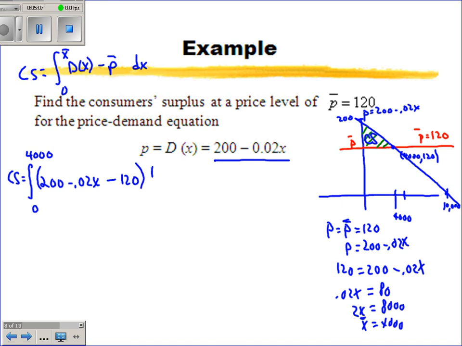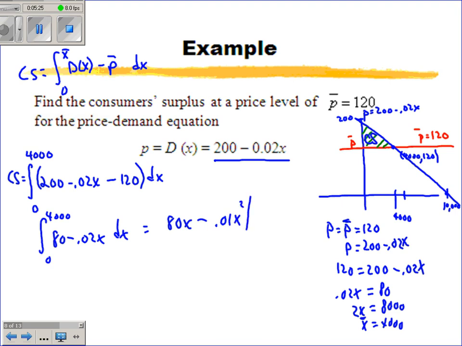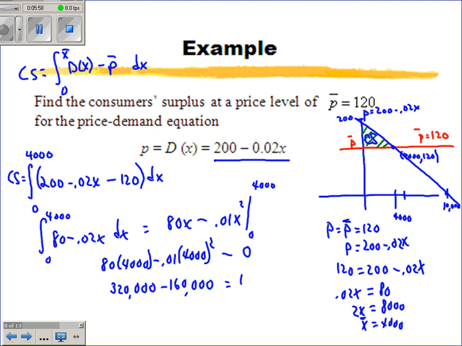Now simplifying this, we're going to have the integral of 80 minus 0.02x from 0 to 4,000. Find the antiderivative. We're going to have 80x minus 0.02x squared over 2, so 0.01x squared, and evaluate it from 0 to 4,000. Putting in 4,000, we have 80 times 4,000 minus 0.01 times 4,000 squared, and then minus what you get putting 0 into both, which is just going to be 0. So 80 times 4,000 will be 320,000. 4,000 squared is 16 million, but times 0.01 is going to be 160,000. And so we're going to get 160,000.